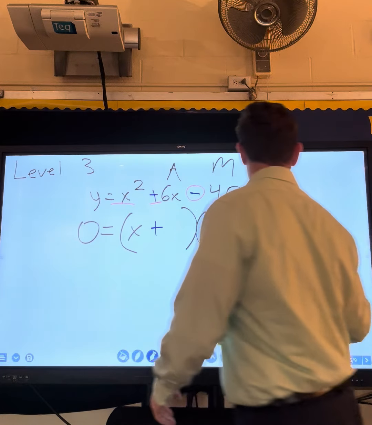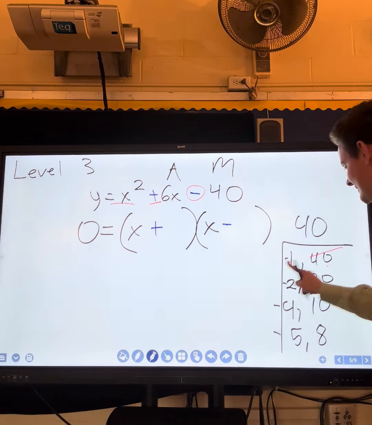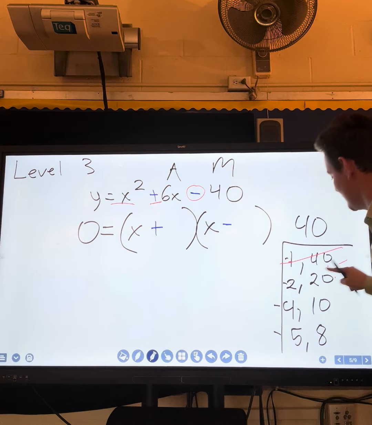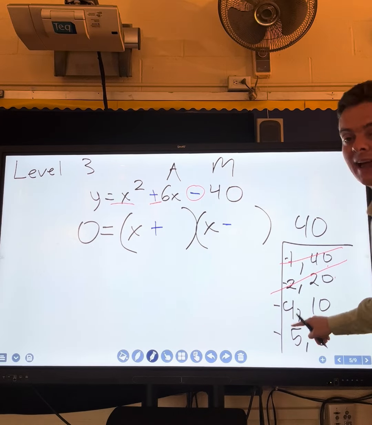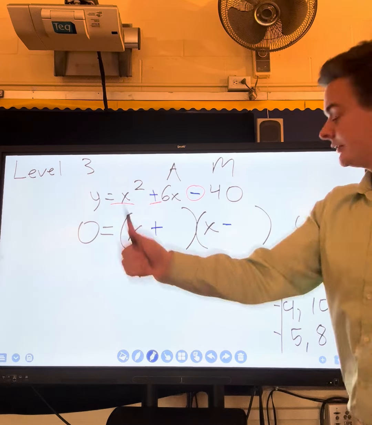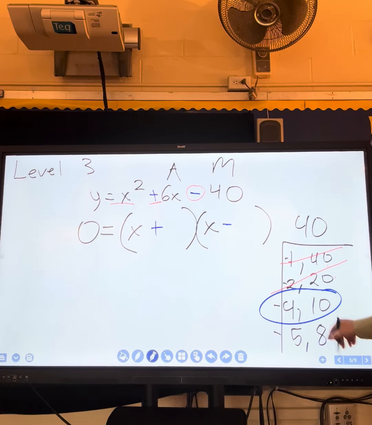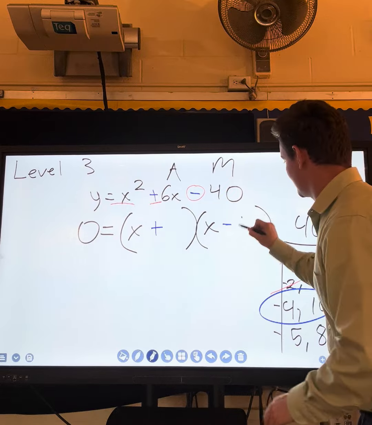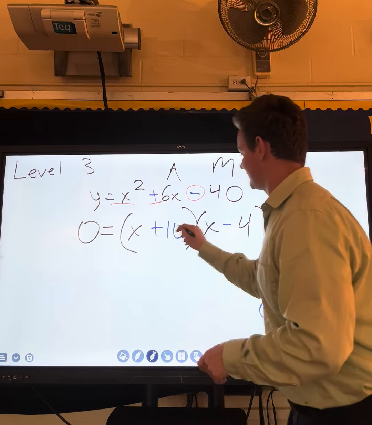Negative 1 and 40 do not add to 6. Negative 2 and 20 do not add to 6. Negative 4 and 10, winner. Negative 5 and 8 would not work. Negative 4, positive 10.